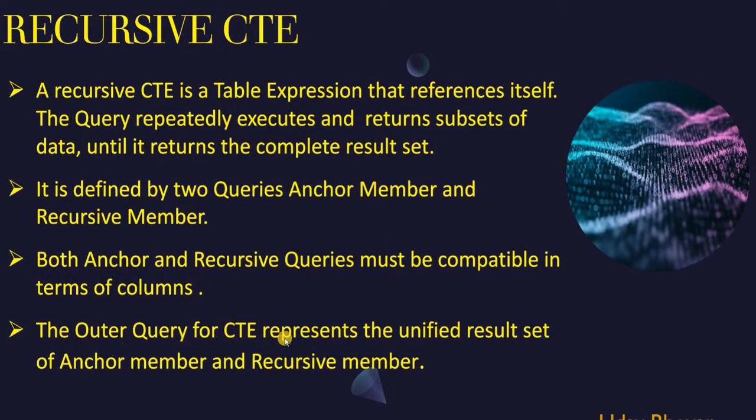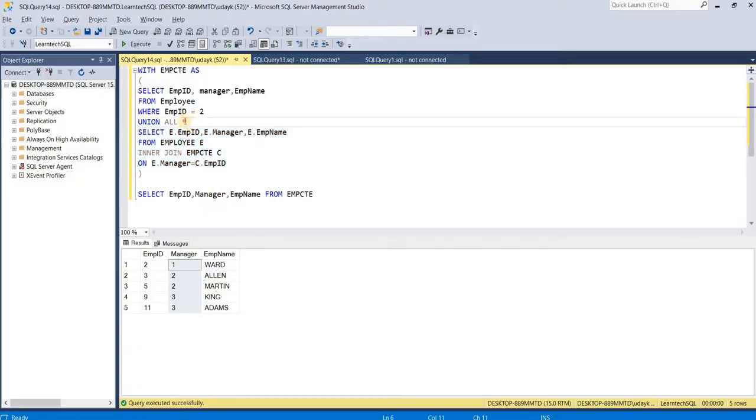The outer query of the CTE represents the unified result set of the anchor member and the recursive member. We just saw that using UNION ALL, the outer query represents the unified result set of what my anchor member has got and what my recursive member has got. So this is all about the recursive CTE query.